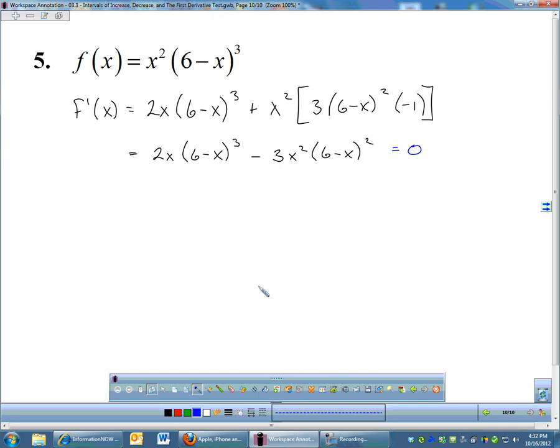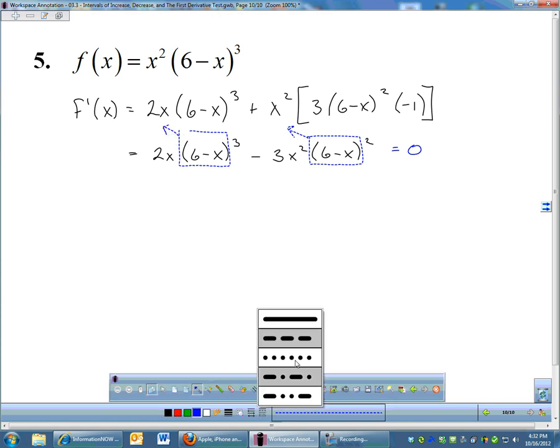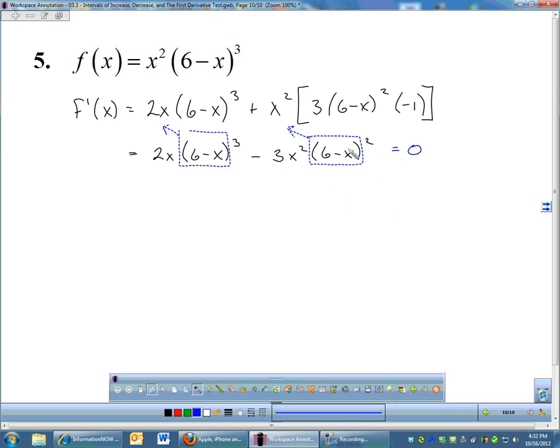And looking at this, the thing that I see I'm going to factor is each one of these terms has a 6 minus x in it. So what I'm going to do is factor out a 6 minus x, and you always factor out the one with the lowest exponent. So I'm actually going to factor out a (6 minus x) squared from this whole thing. And if you're paying attention, you notice they also have an x in common. So at the same time, I'm going to factor out an x. So (6 minus x) squared times x is going to be pulled out.